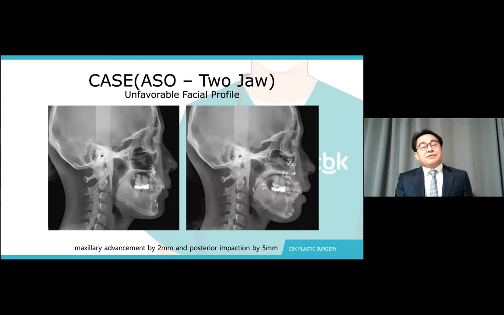This is a case of redo OGS from ASO. The patient got ASO, but she felt the nasolabial deepening, long face and aged appearance. So I made the facial profile from concave to convex. I performed the maxillary advancement by 2 millimeters and posterior impaction by 5 millimeters at PNS. I also did the setback genioplasty.